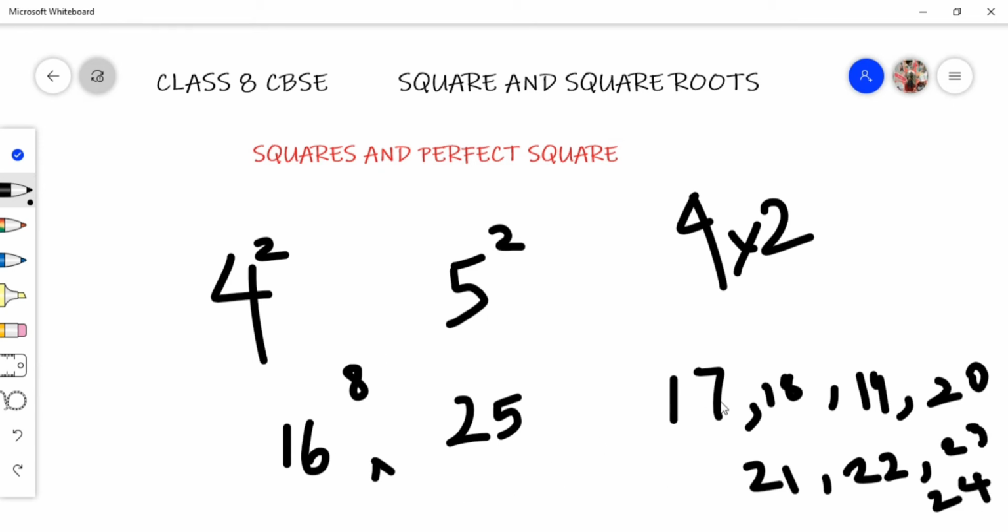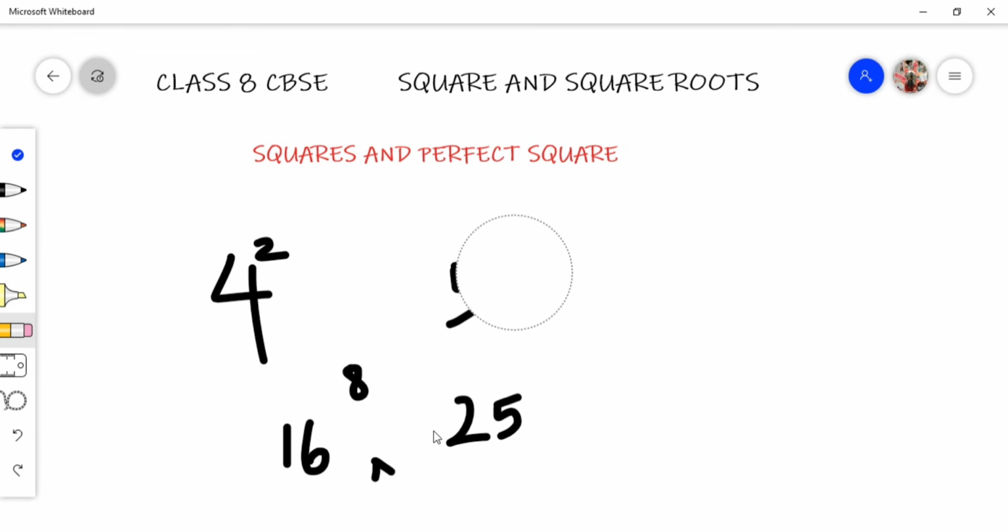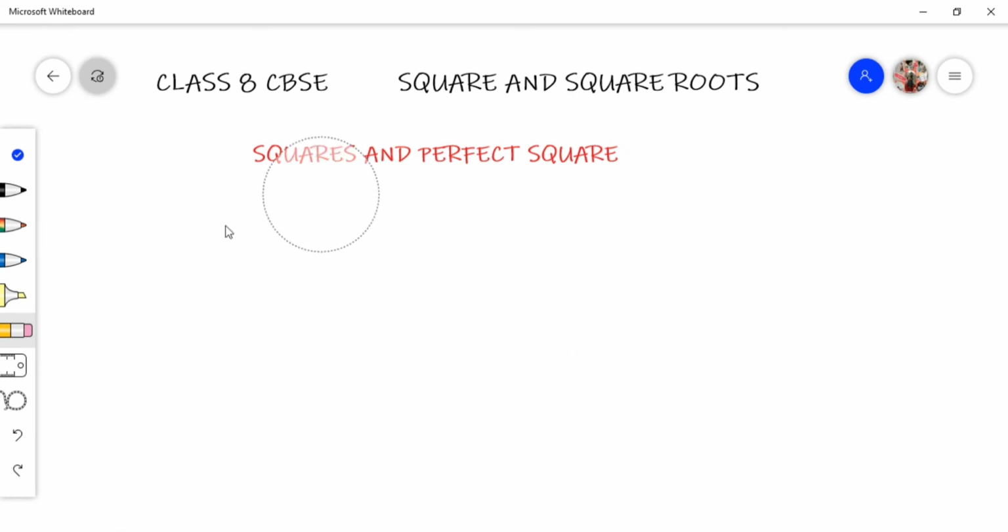So it is understandable. And if you count, there are 4, 5, 6, 7, 8 non-perfect square numbers. These all are non-perfect square numbers. So this is a very easy property, but it's a little complicated to understand at first. Okay. Once you get to know about it, it will be easier. So our next property is property number 5.